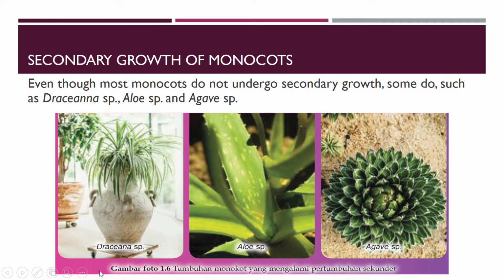For example, Dracaena species, aloe species, agave species. This is actually the one that makes up your front page, okay, of your textbook. So these are the exceptions that you need to remember. Mereka ini mengalami pertumbuhan sekunder walaupun tumbuhan-tumbuhan ini adalah tumbuhan monocot.